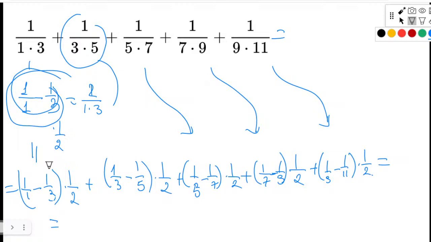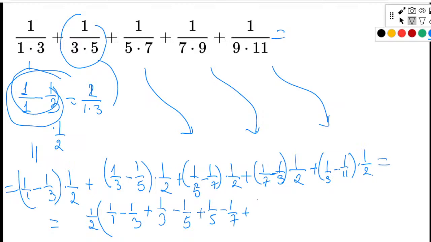So we have the common 1 over 2. Let's write it: 1 over 2 multiplied by 1 minus 1 over 3, plus 1 over 3 minus 1 over 5, plus 1 over 5 minus 1 over 7, plus 1 over 7 minus 1 over 9. And now we need to calculate this. We see that minus 1 over 3 plus 1 over 3 is 0. Minus 1 over 5 plus 1 over 5 is 0. Minus 1 over 7 plus 1 over 7 is 0. And minus 1 over 9 plus 1 over 9 is again 0.